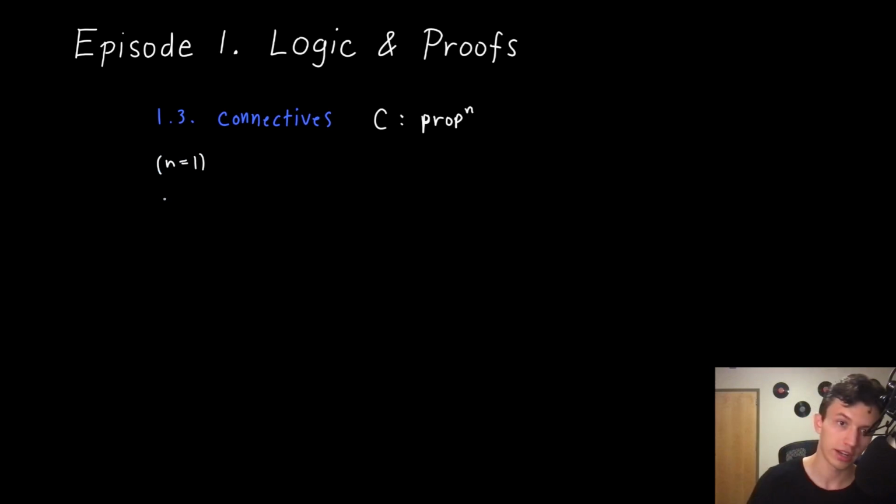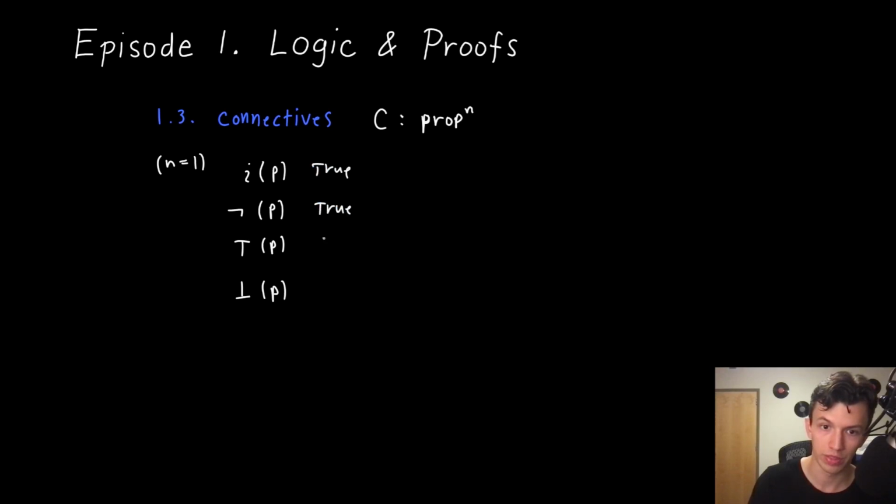There are 4 connectives of degree 1. The easiest one is the identity connective, and then we have the negation connective. Then we have the top and bottom connectives. Okay, and they're defined like this. They all act on one proposition, and we're going to define them by when they are true. I'll start with these first two, and then I'll come down to these ones.